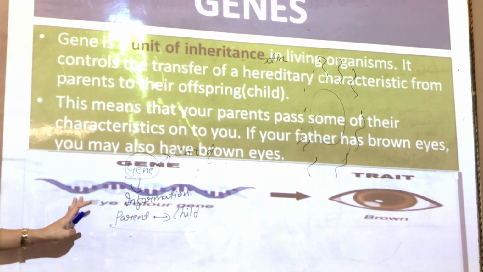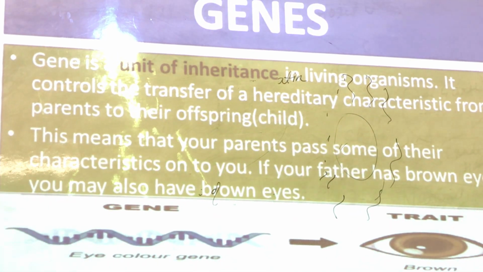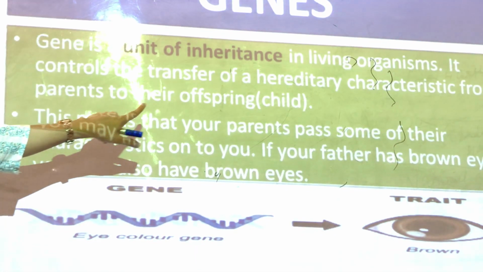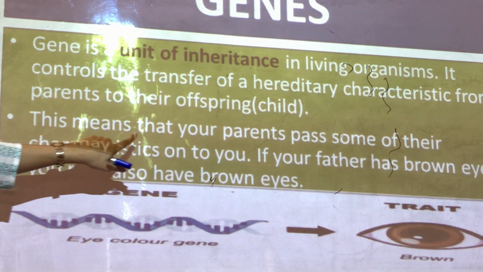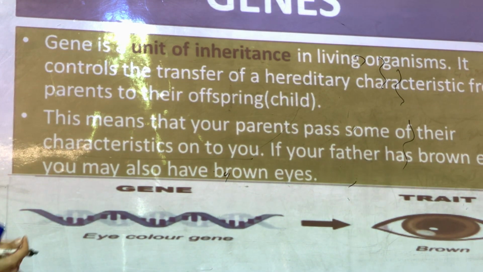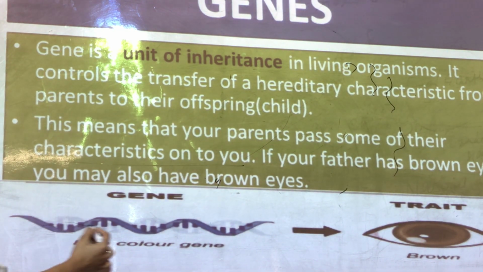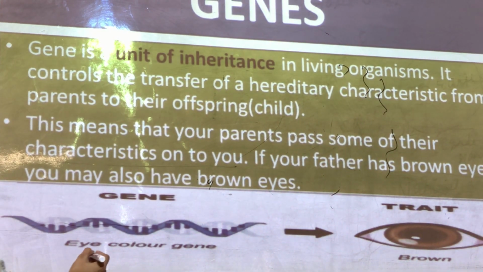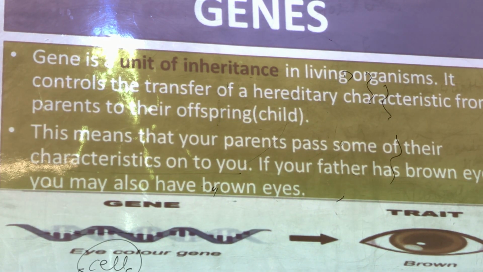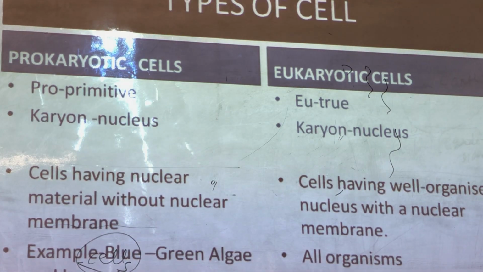Let's see here. Gene is a unit of inheritance in living organisms. It controls the transfer of hereditary characteristics from parents to their offspring. This means that your parents pass some of their characteristics on to you. If your father has brown eyes, you may also have brown eyes. So that is the genes. Each and every cell has certain genes, so those genes transfer to you. Sometimes these genes can be altered, but that you will study later.